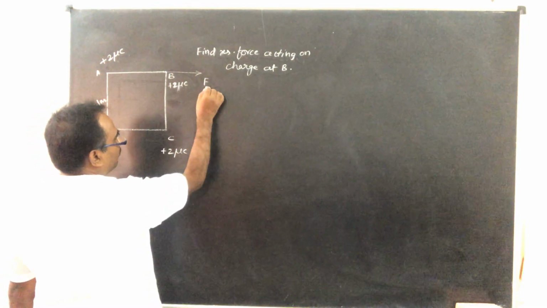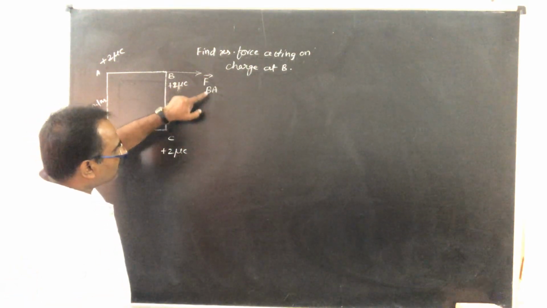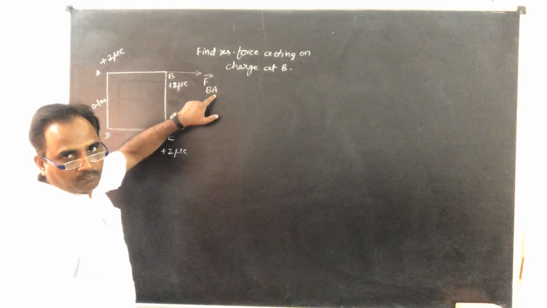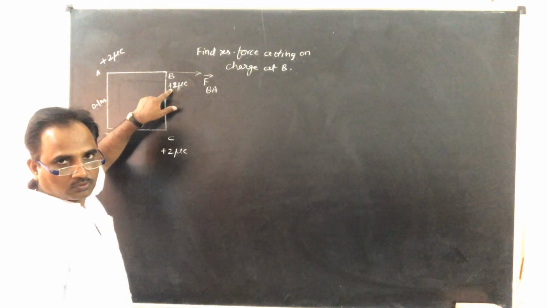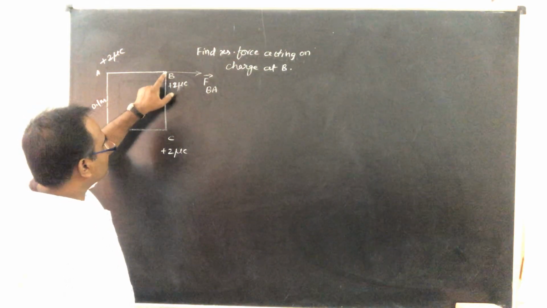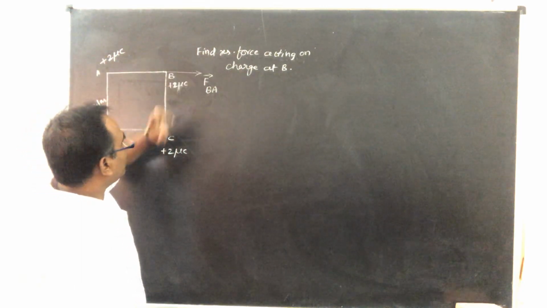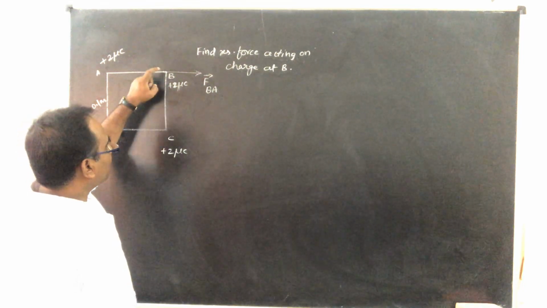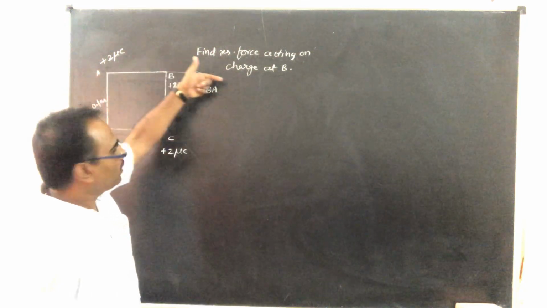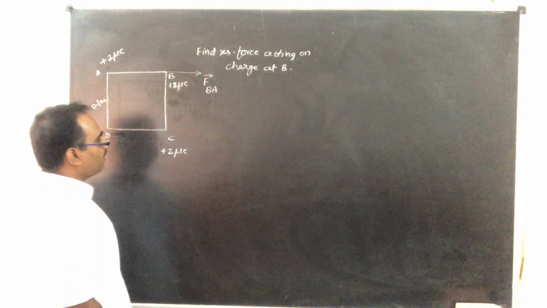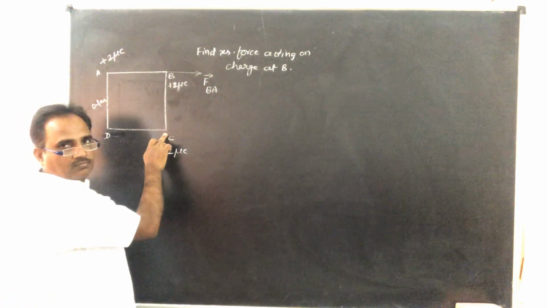So this is FBA, force on charge at B due to the charge at A. So we want to find the direction of force on this +2 microcoulomb. Just assume that this is capable of moving. So due to repulsion from this charge, it tends to move this way. Hence, the direction of force on the charge at B due to the charge at A will be along AB. Similarly, force on charge at B due to the charge at C.